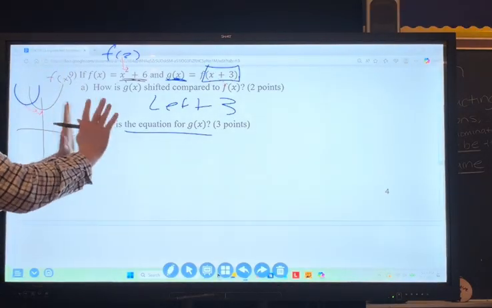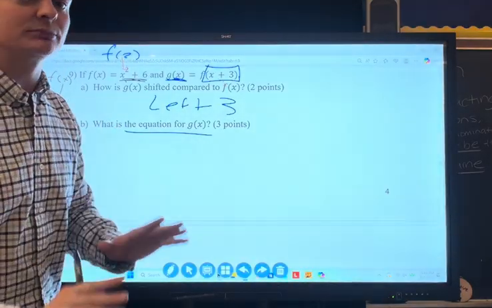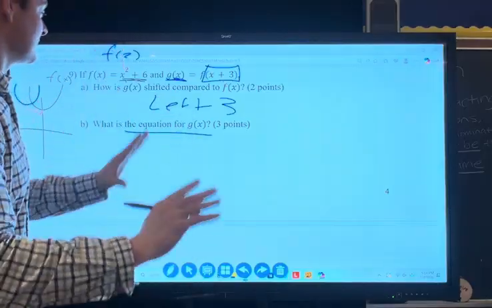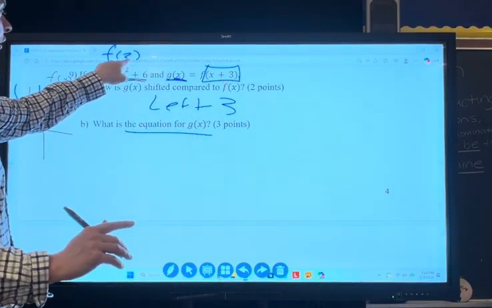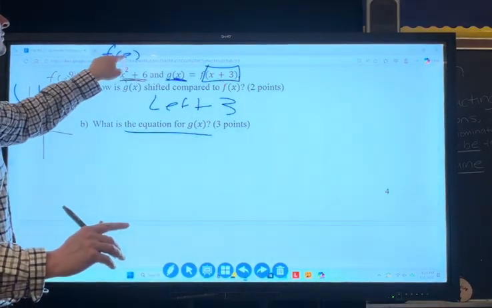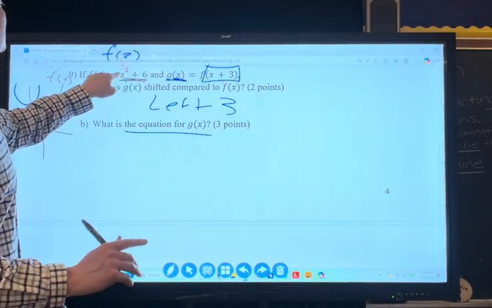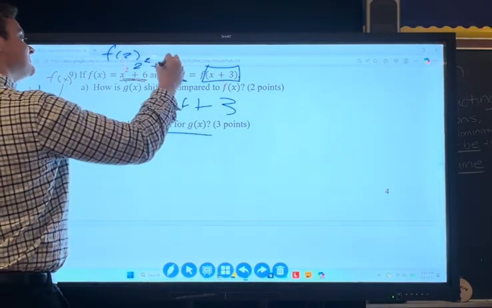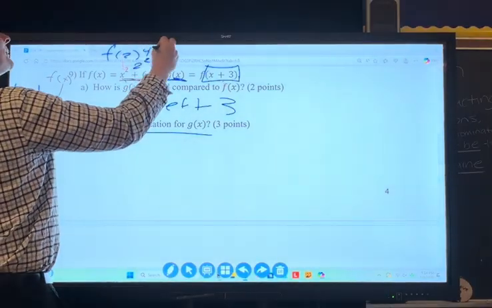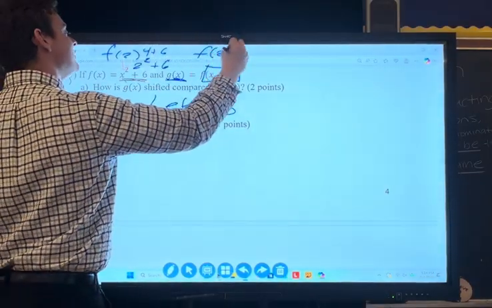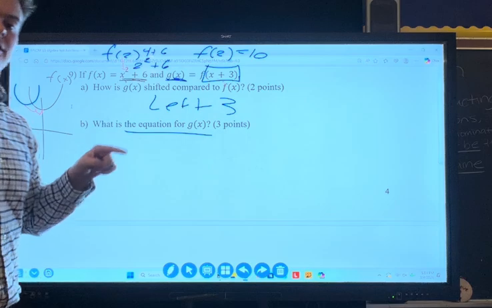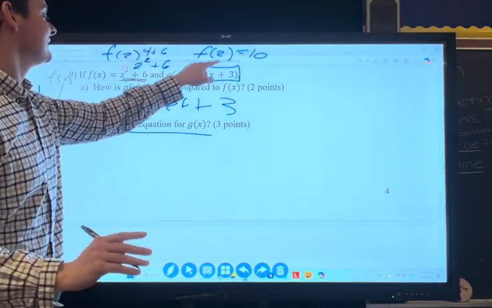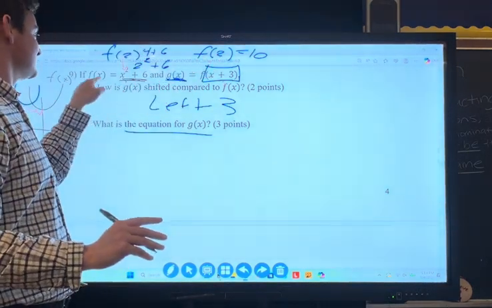So in this situation, I'm just making this up just to prove a point. F of 2 means 2 is replacing the x. So that's why this would become 2 squared plus 6. 2 squared, that's 4, plus 6. F of 2 equals 10. All I did, the 2 replaced the x.